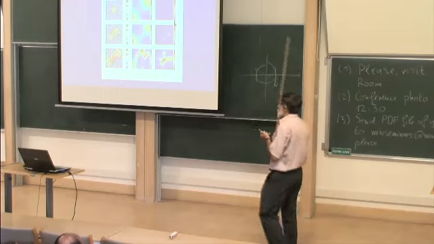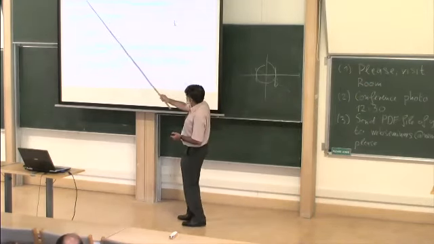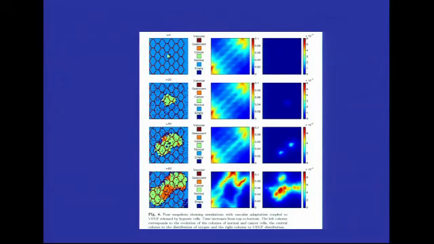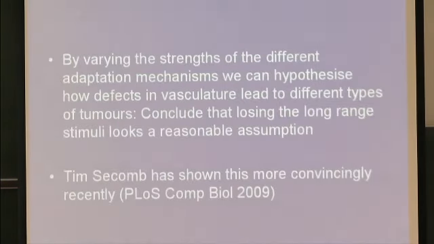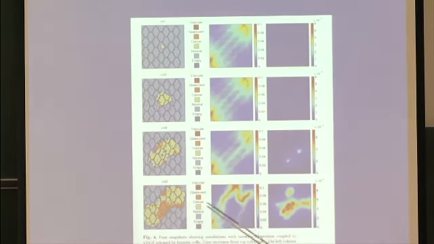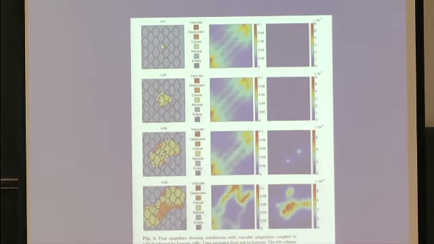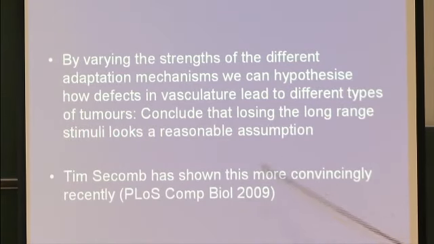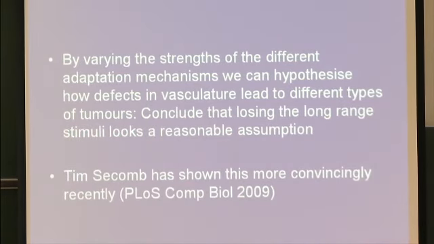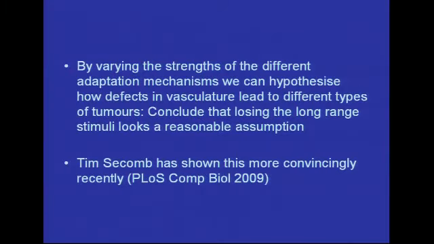So, for example, if we modify this and find that the predicted characteristics of the tumor don't look like any tumor, then we could say, well, that's not the way things are happening. So we did that. And we concluded, by looking at gross pictures like this, that losing these long-range stimuli looks to be what makes tumor vasculature different from normal vasculature.